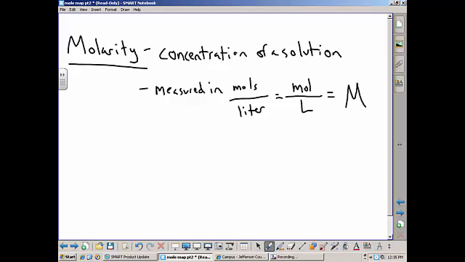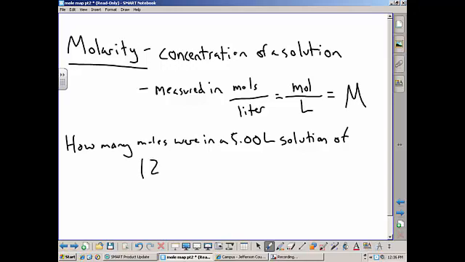An example problem. Let's say Sutton wanted to know how many moles were in a 5.00 liter solution of 12.0 molar HCl. By the way, you heard me say that term for the first time. This capital M is molar. That's how you say that. Capital M is molar.